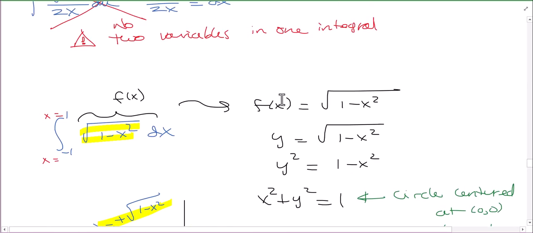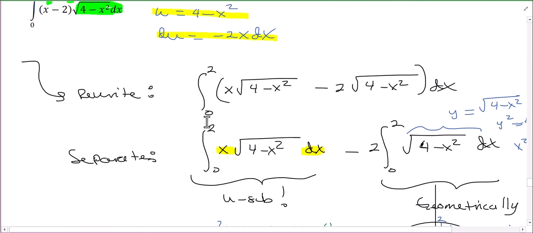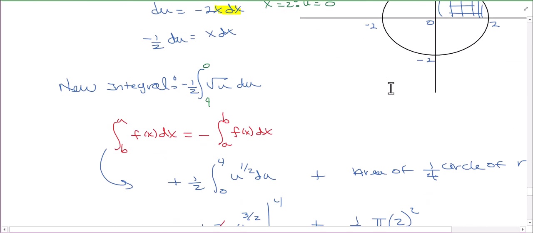So if this had been x times the square root of 1 minus x squared, then that would be 0. But, and then here, had that been -2 to 2, then that first integral will be 0. But because it's 0 to 2, I have to do my U-substitution.